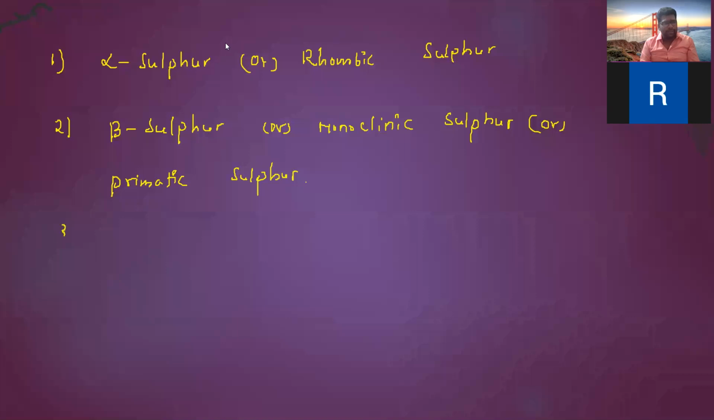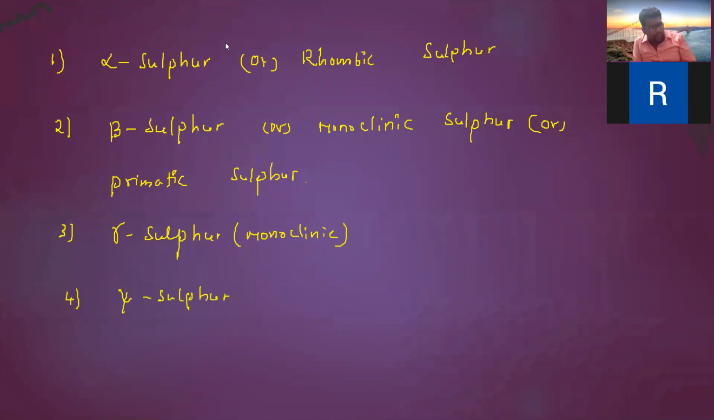And the third one is gamma sulfur. It is also called gamma monoclinic sulfur, in bracket monoclinic. It's simply called monoclinic gamma sulfur. And the fourth one is psi sulfur, also known as plastic sulfur. So these are the allotropic forms of sulfur: alpha, beta, gamma, and psi.